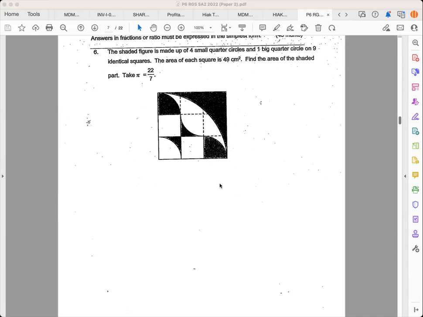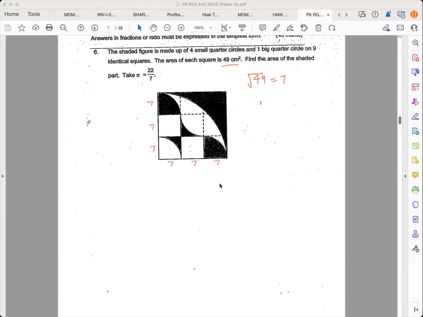Okay, so given the area of the square, you find the side. The square root of 49 is 7. So in other words, each side is 7 centimeters, which is also the radius of the small quadrant. Now, to find the area of the shaded part, we can do cut and paste.